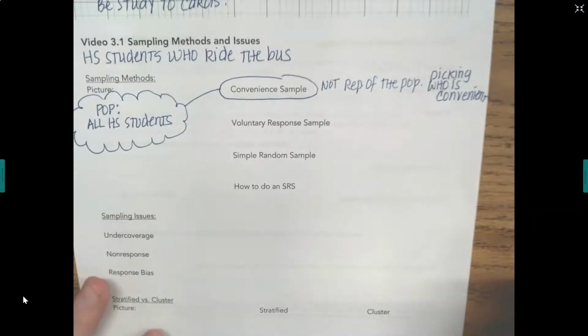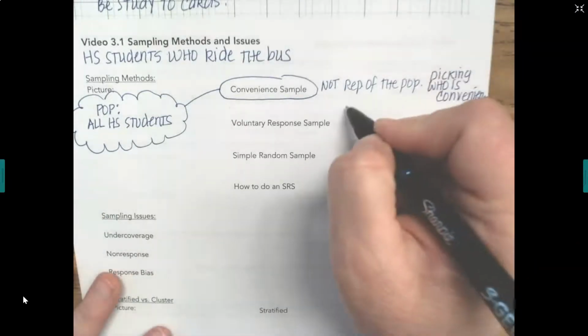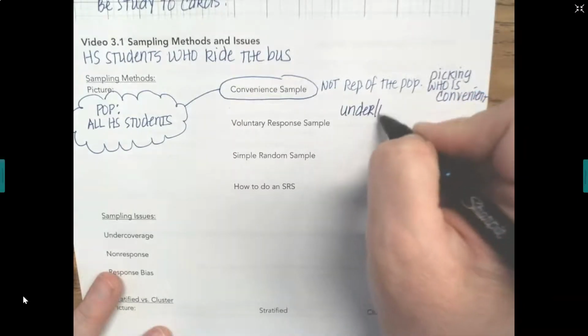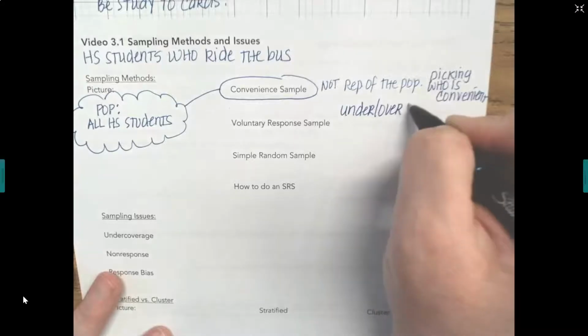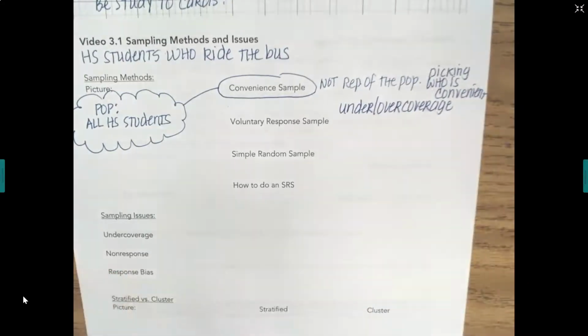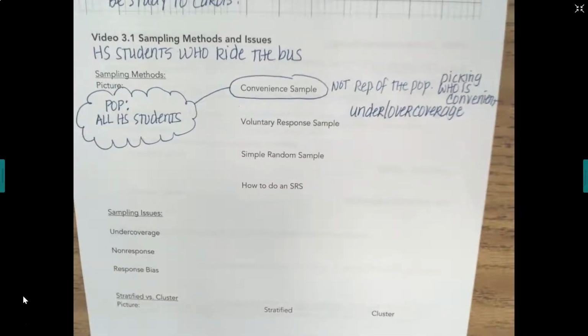A problem that you can have with a convenience sample is undercoverage or overcoverage. If I wanted to know about high school students who ride the school bus to school, and I asked my first period AP Stats class, I'm probably going to have undercoverage because a large number of you are seniors who drive. So I wouldn't have an accurate representation of high school students who ride the bus.